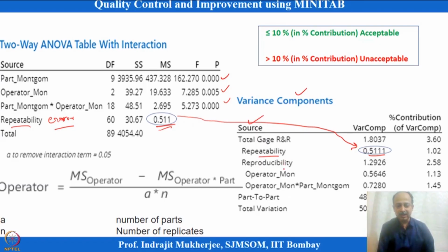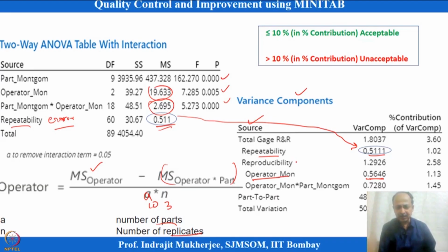Similarly, we can calculate the operator contribution to this source of variation over here. In this case the formula is given. You have to take the mean square of operator, which is given as this one, and then we have to take the mean square of the interaction between operators and parts. This is the operator part interaction. So, you subtract this from this and divide it by a multiplied by n. What is a? A is the number of parts, and n is the number of replicates over here. The number of parts is 10, and the number of replicates is 3 that we are taking. If you do that, what you will get is the operator variation over here, which is the variance component.